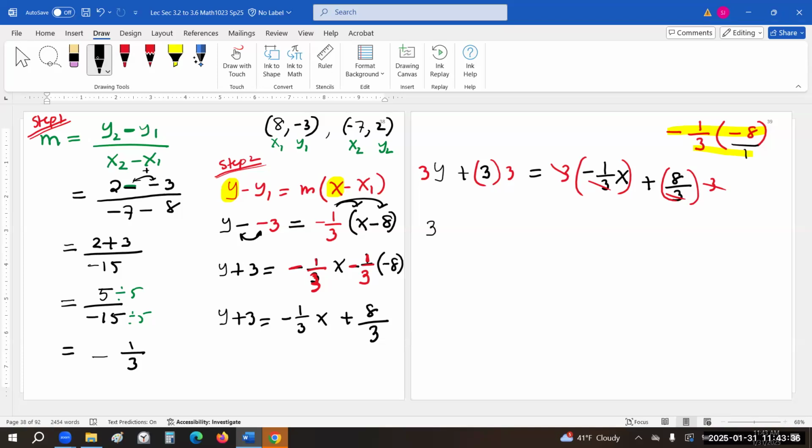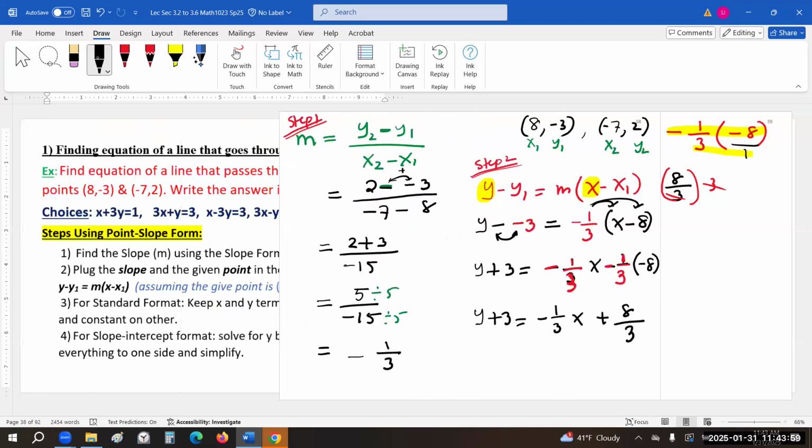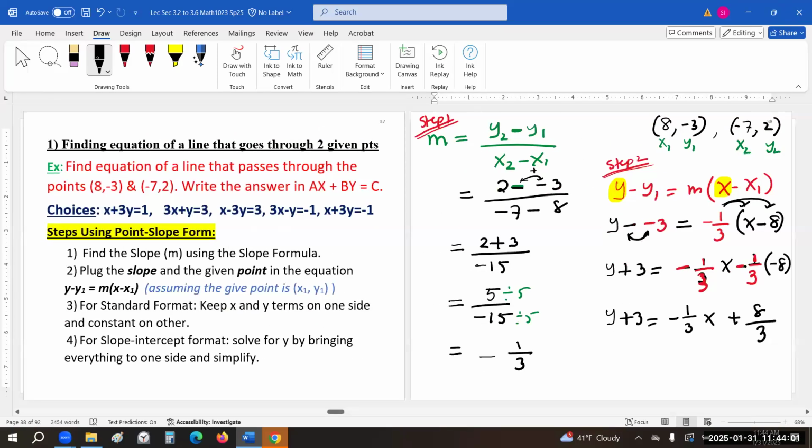So now what do we have? 3y plus 9. And what do you have on the other side? The 3 cancel out, right? So what is left? Negative x plus 8. And now we are happy. No more fraction. We love it. Look at the format. They have only number one side. Everything else other side.